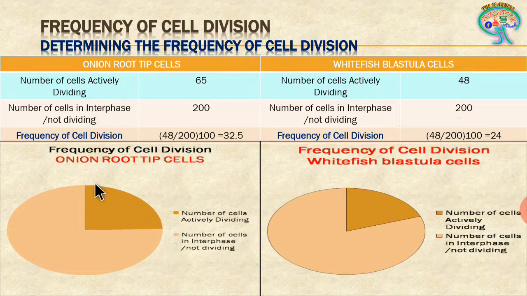Now we have depicted this in the circular graph here and also here. You can see this is the portion of the actively dividing cells compared with not dividing. This is the portion of the actively dividing cells compared to the not dividing.